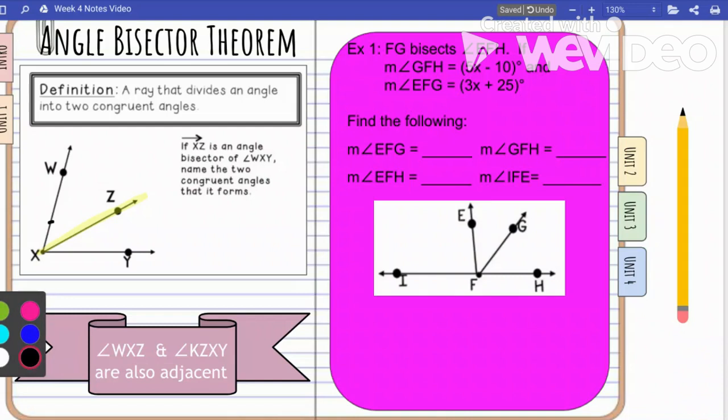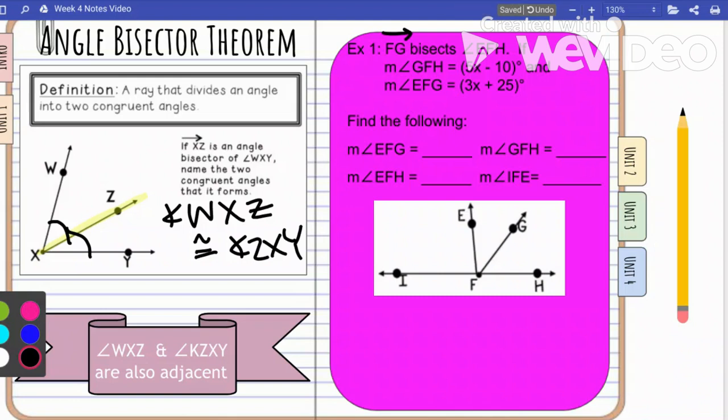So what that means is angle WXZ is congruent to angle ZXY, and I give them a swoosh like this. So angle WXZ is congruent to angle ZXY. So let's go look at example 1.